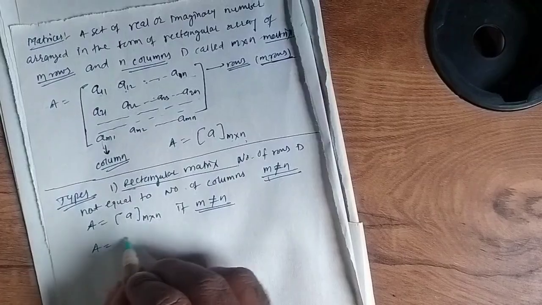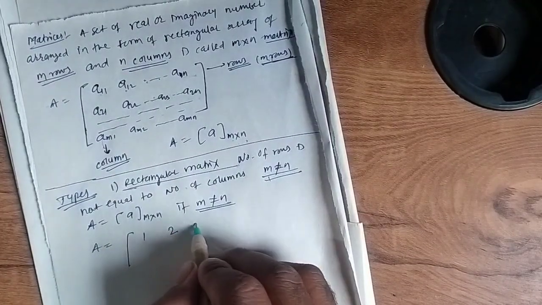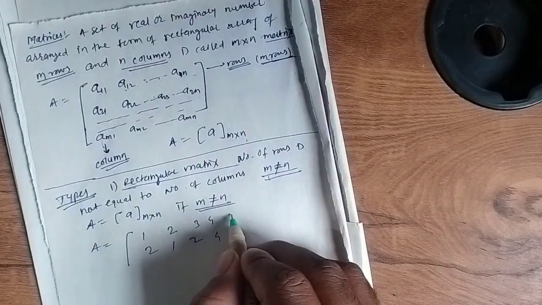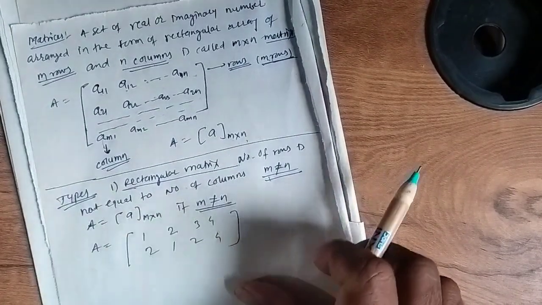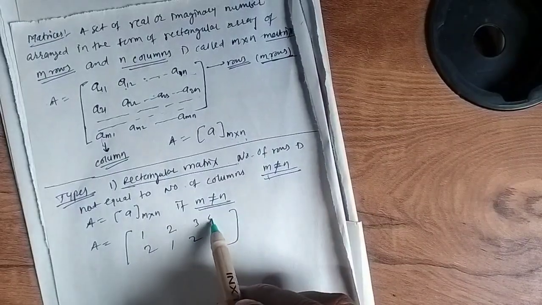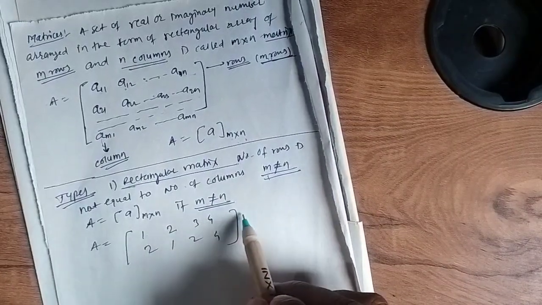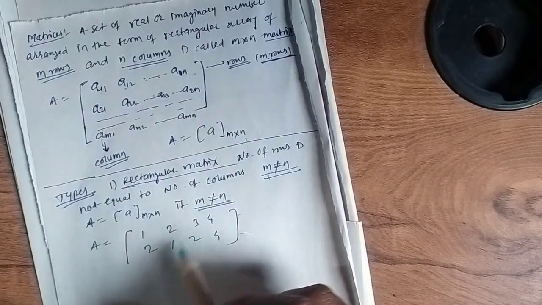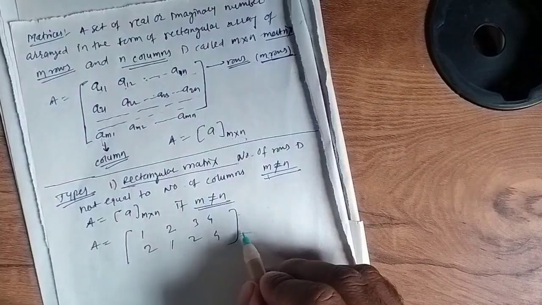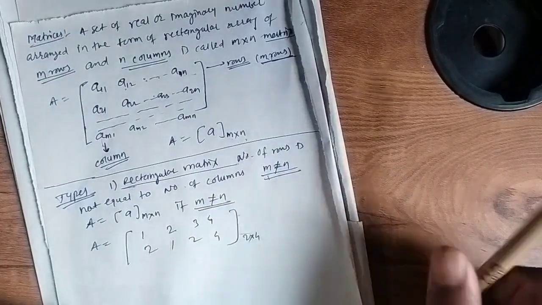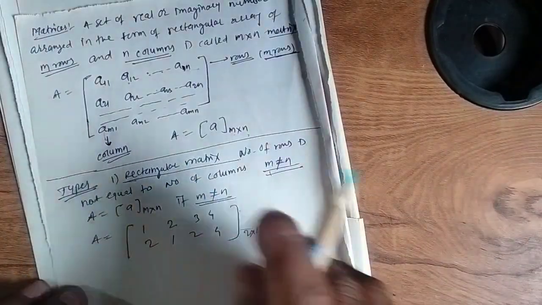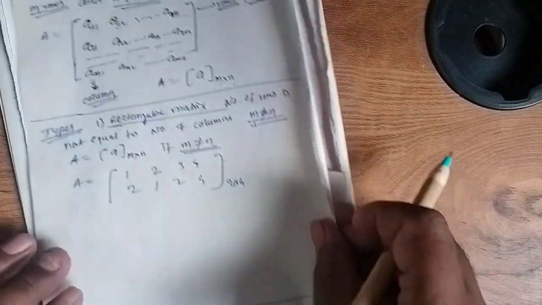It is like this: 1, 2, 3, 4 and 2, 1, 2, 4. Here we can say the rows are two, this is one row and this is another row, and the columns are 1, 2, 3, 4. So it is a 2 by 4 matrix. The order of the matrix is not the same for rows and columns. This is called a rectangular matrix.